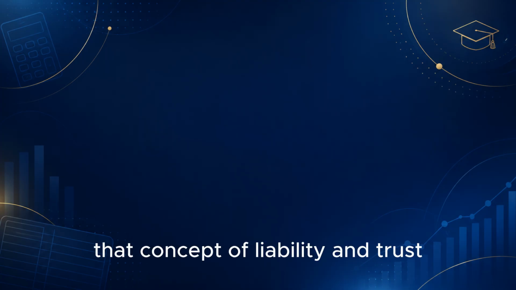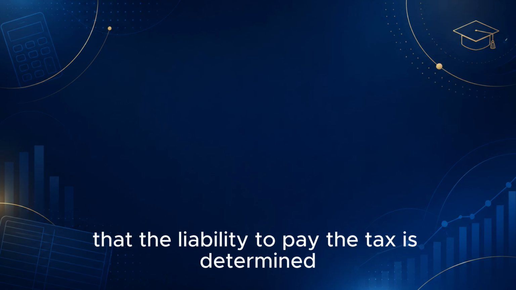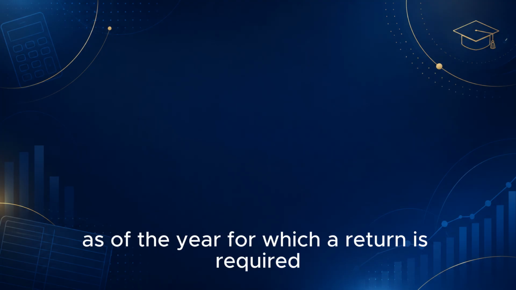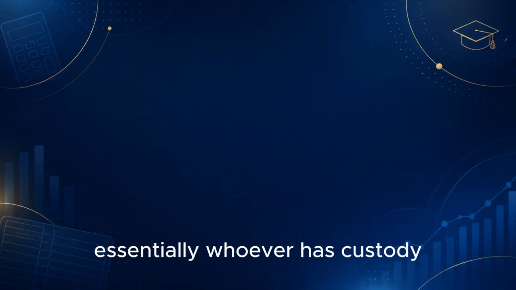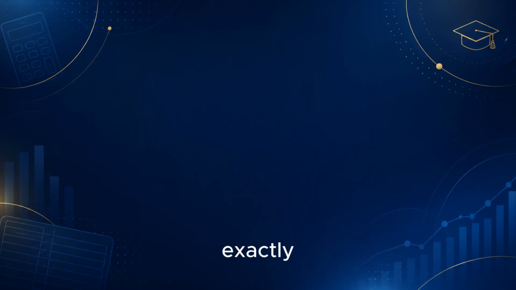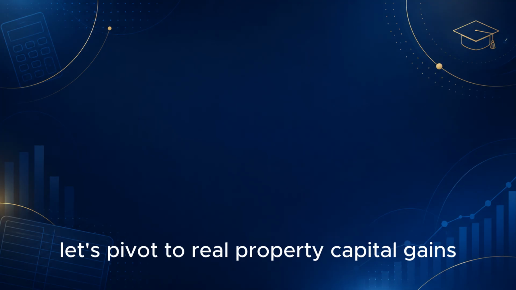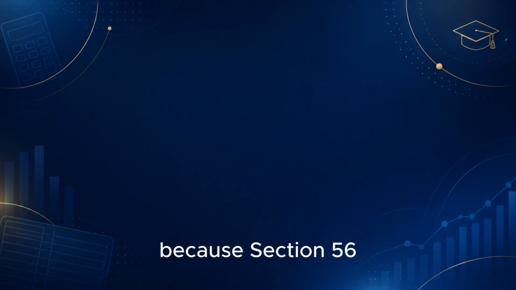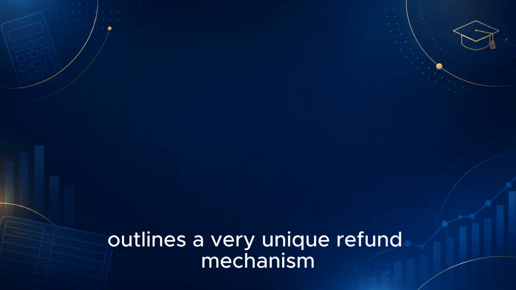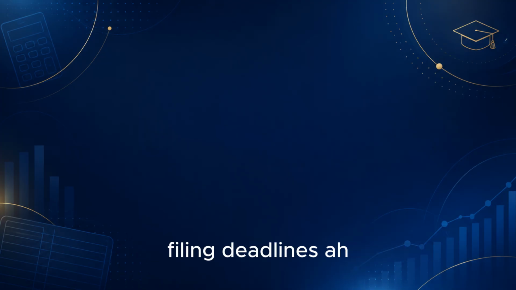That concept of liability and trust brings up Section 59. It establishes that the liability to pay the tax is determined as of the year for which a return is required. Essentially, whoever has custody, control, or disposal of the income is the one on the hook. Exactly. But staying on the topic of payment and cash flow, let's pivot to real property capital gains, because Section 56 outlines a very unique refund mechanism that reviewees frequently confuse with filing deadlines.